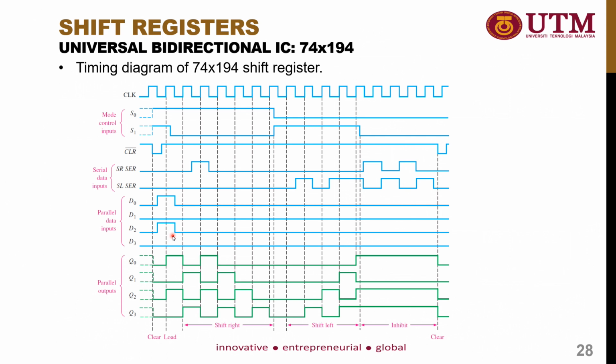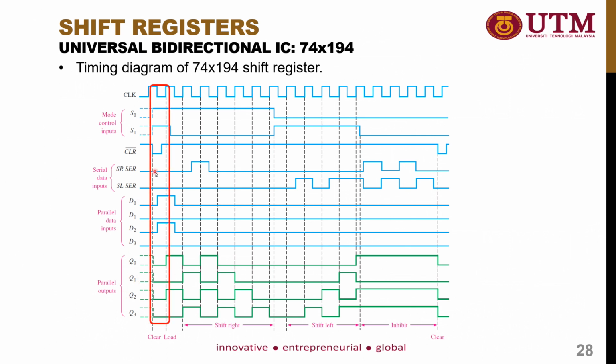So right now you can see how it actually works. Okay. So for this timing diagram, as usual, it consists of the input clock. Okay. And then it has mode control inputs. In the previous slide, I already showed you the different modes of the universal bidirectional IC. And then you have the clear input, and then you have the serial data input, so either you want to use SR or SL. It depends on the mode. Okay. Next are the parallel data inputs and also the parallel outputs.